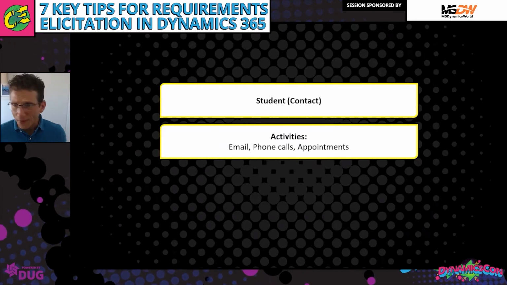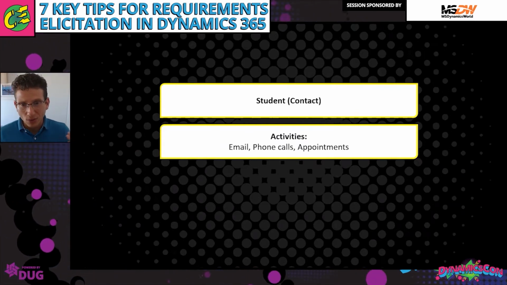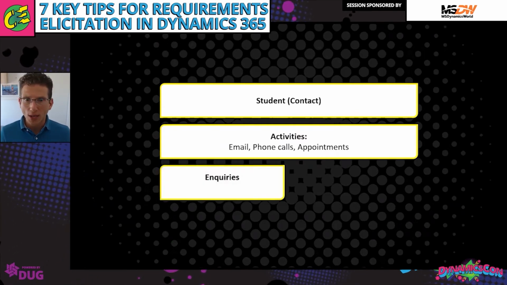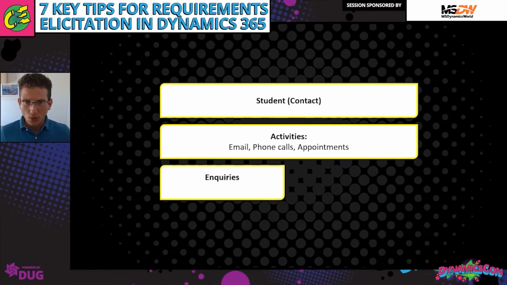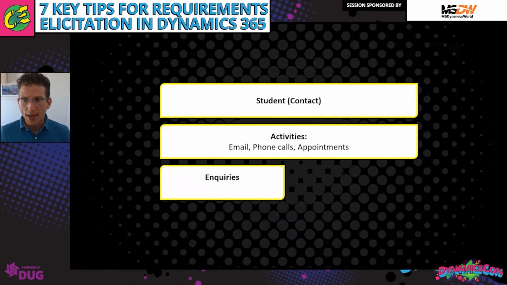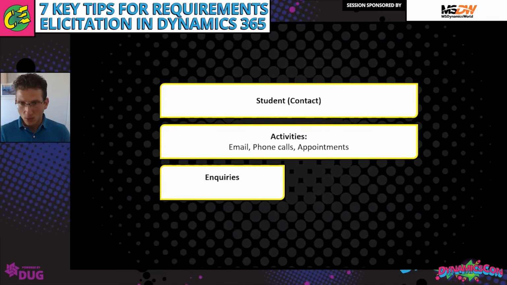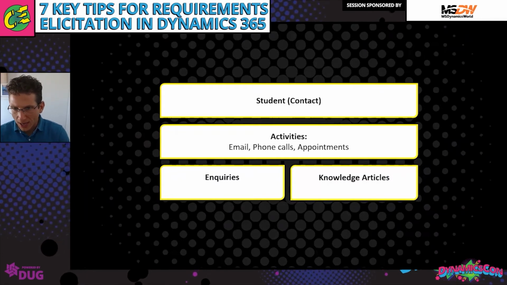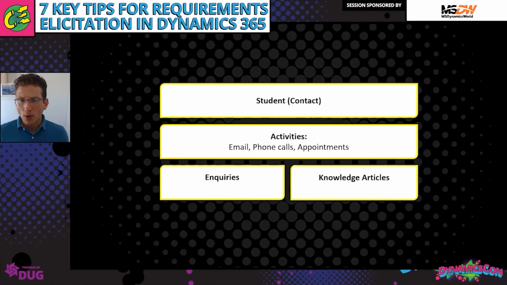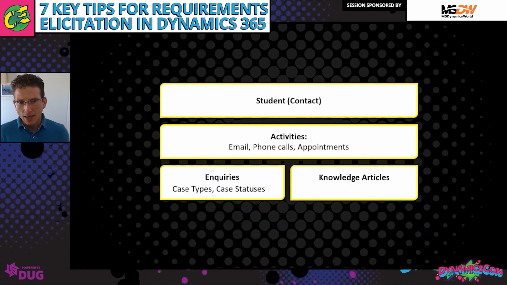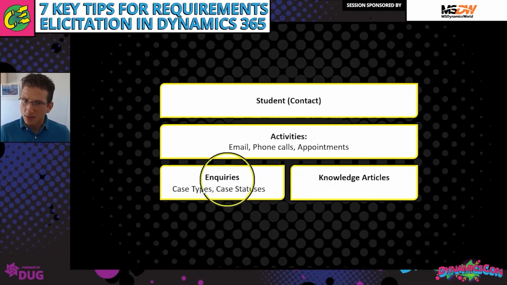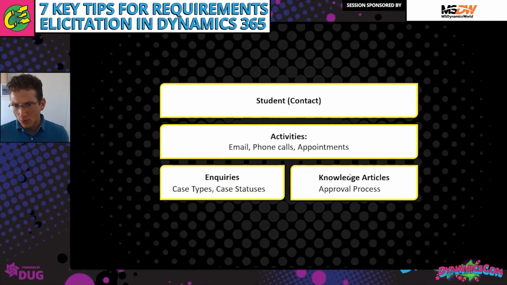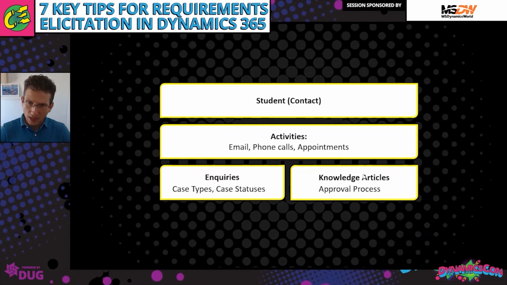Okay, what else do we have? I understood we have inquiries, right? Perfect, let's put inquiry here. What else do we have? If you remember the previous two diagrams, we had a knowledge-based article, right? So perfect, I put knowledge-based article. Anything specific maybe that they want to add? So the client told me, well, for the inquiry we have case types and case statuses. Okay, that's important to draft here. Let's put them in, right? There is an approval process for the knowledge article. Perfect, let's add that in.